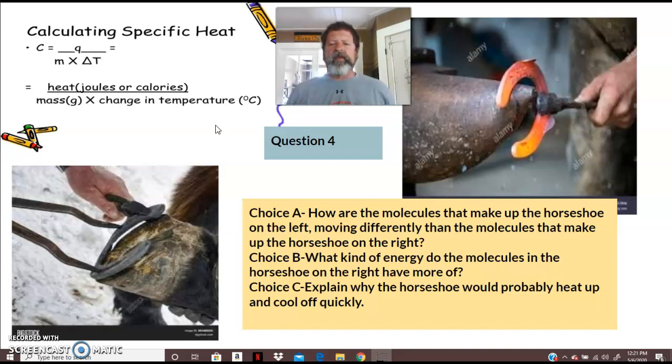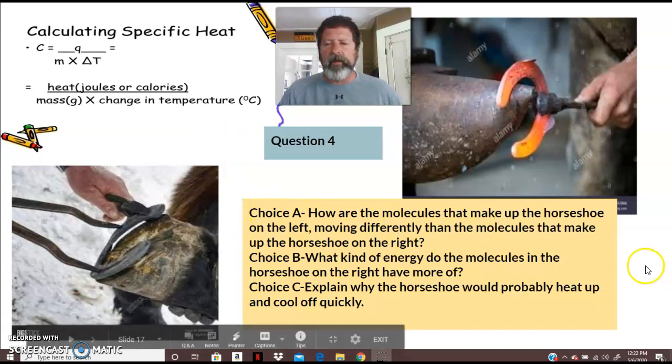Choice B: what kind of energy do the molecules in the horseshoe on the right have more of? There is quite a bit more of a certain kind of energy in the horseshoe on the right. And choice C: explain why the horseshoe would probably heat up and cool off quickly. Think about that little upper left-hand part of this slide. Okay, moving on to question 5.